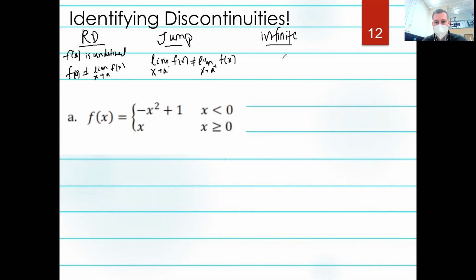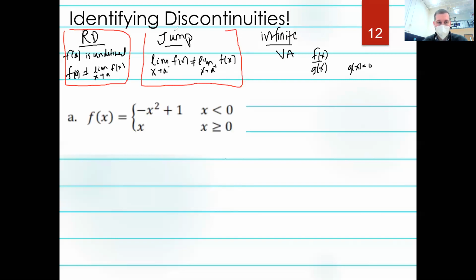And then infinite limits, remember that's going to be when we have vertical asymptotes. And that's going to be when we have a function over a function, right? And that's going to happen when g of x is equal to 0. That bottom part is equal to 0, which we won't have here. So we're really just going to be focusing today on removable discontinuities and how to identify them, and jump discontinuities and how to identify them.